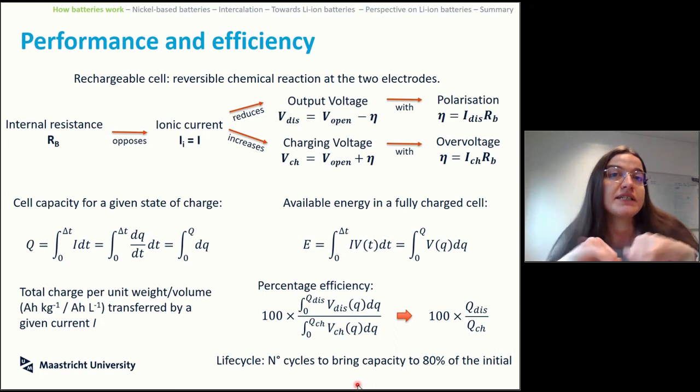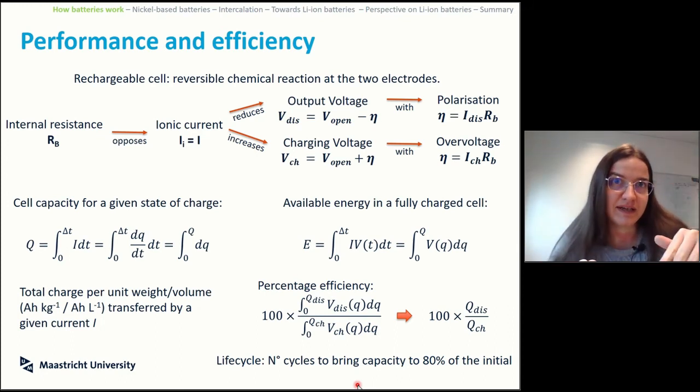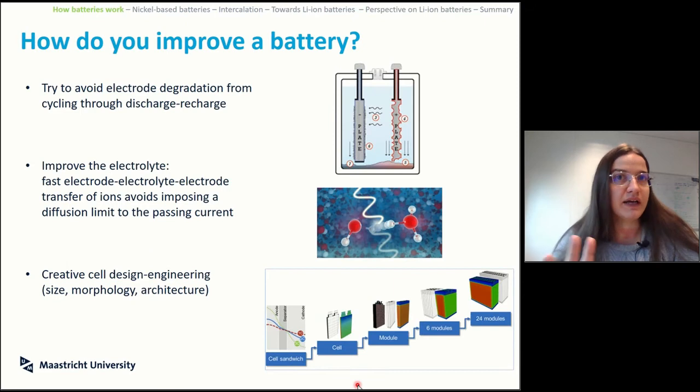How many cycles does it take to have your battery go down from 100 to 80%? It's the efficiency of your battery. Now, even with current general standards, the way to improve a battery usually passes through a series of tricks that are on the electrode, the electrolyte, and the general setup.